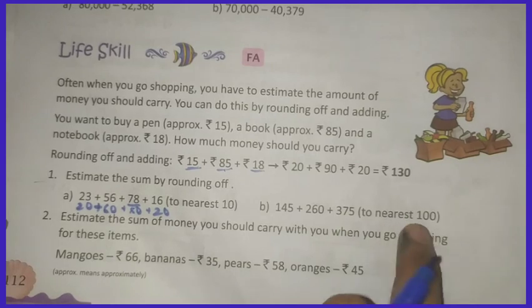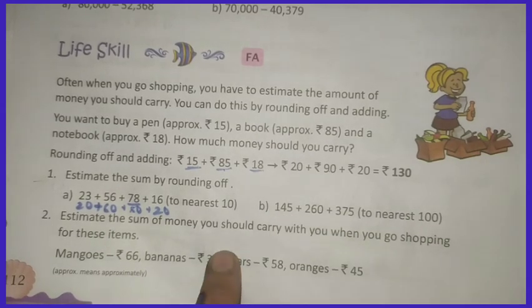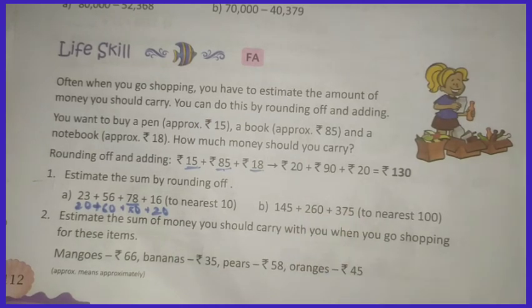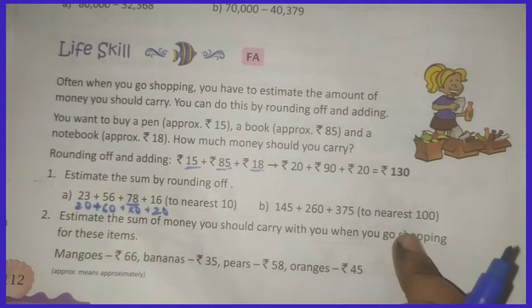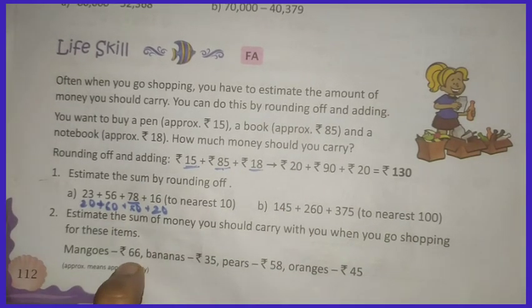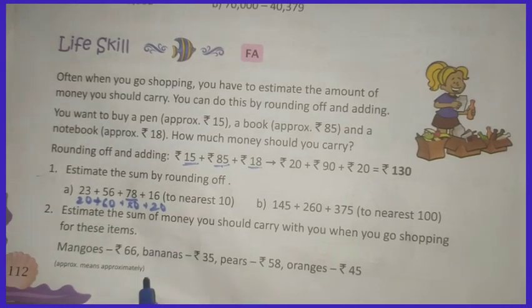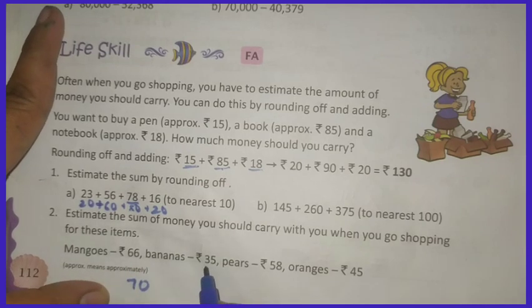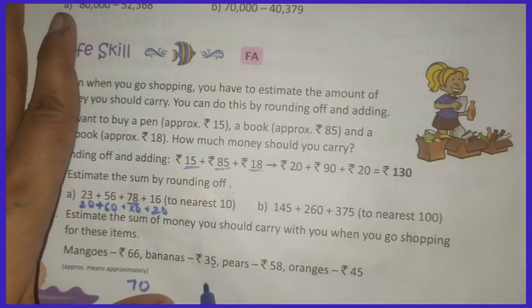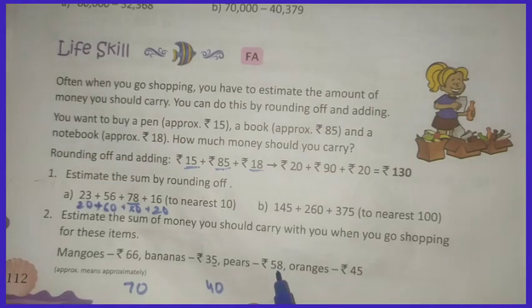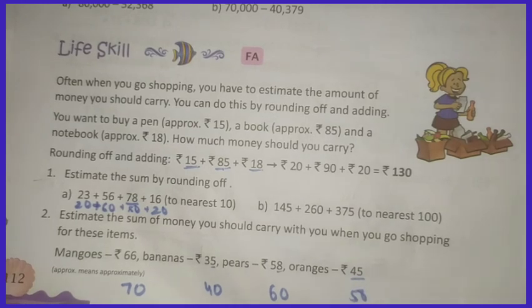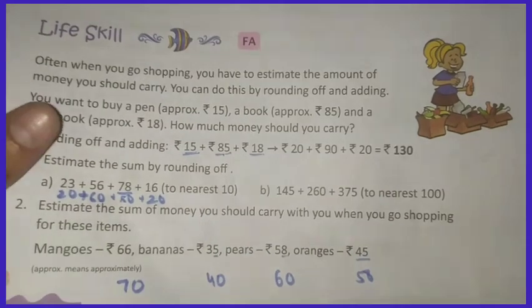Do this one, nearest to hundreds. Okay, 145 is nearer to 100 and 260 is nearer to 300. 375 is nearer to 400 and add that total. Okay, here also the same. For 66 we have to round off to the nearest tens. 66 means we will take 70. 35, 5 is given, so we have to take the next one only, 40. 58 means we will take the next one only, so 60. 45 means it is also the next, 50. Okay, add this total. This much amount you have to take.